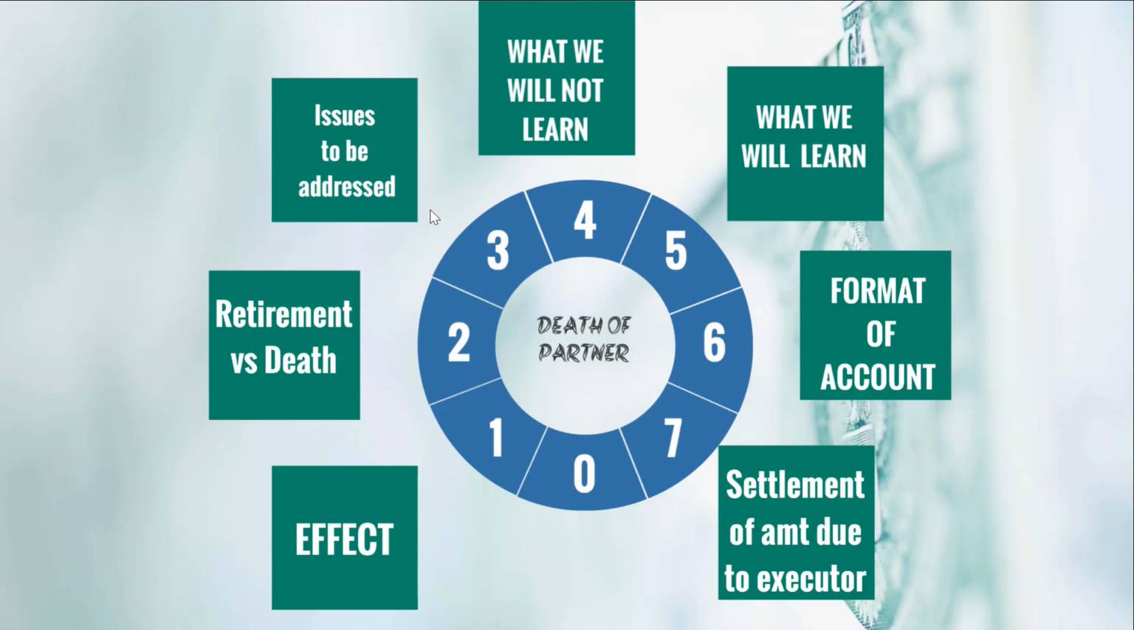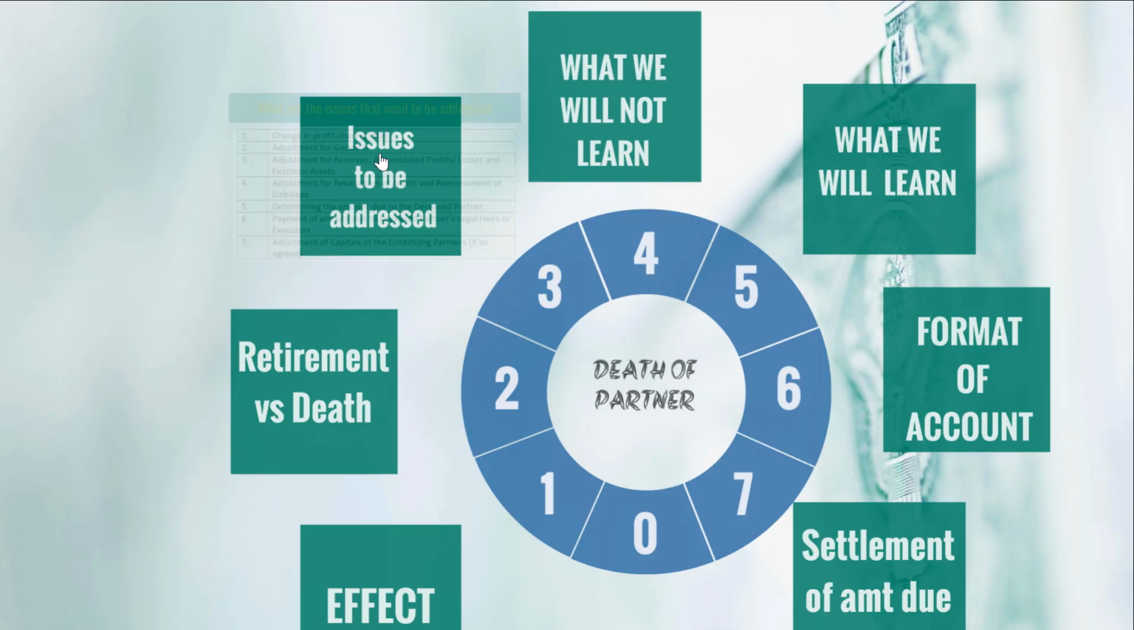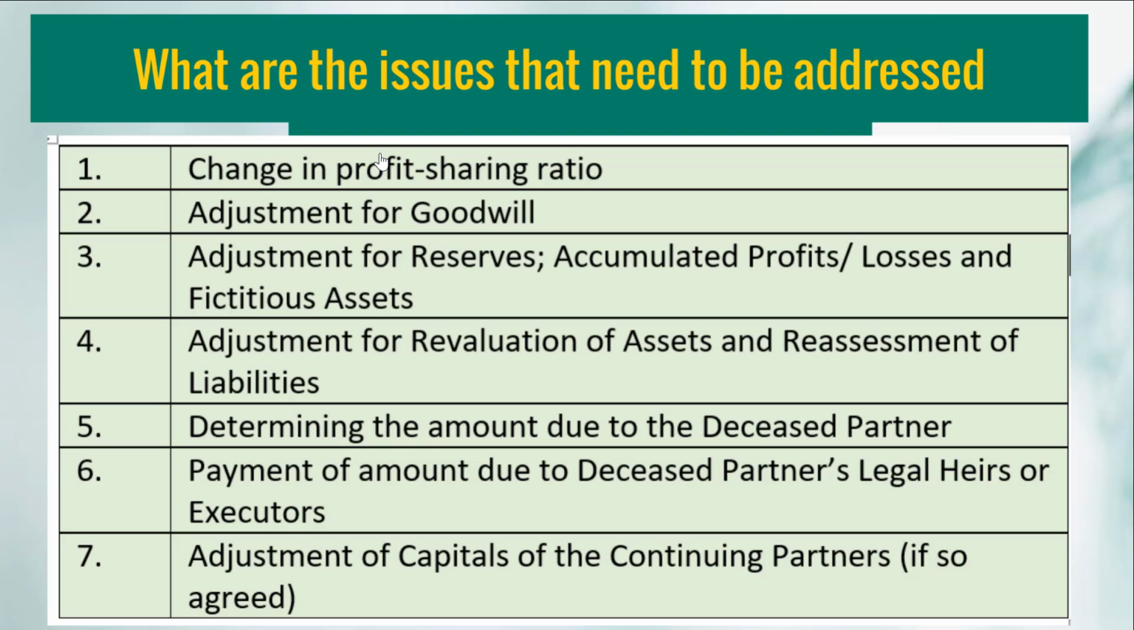Next, what are the issues that need to be addressed at the time of death of partner? The following issues need to be addressed. The first one, change in profit sharing ratio. Second, adjustment for goodwill. Third, adjustment for reserves, accumulated profits and losses, and the fictitious assets. Fourth, adjustment for revaluation of assets and reassessment of liabilities. Fifth, determining the amount due to the deceased partner. Sixth, payment of amount due to the deceased partner's legal heirs or executors. And seventh, adjustment of capitals of the continuing partners if it is so agreed between them.